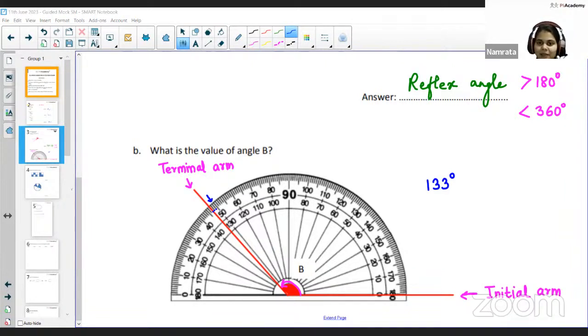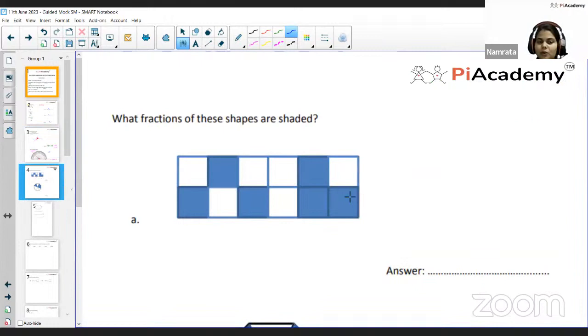Amazing. Moving on to the next question of the day. We need to find out what fractions of these shapes are shaded. Take your time.